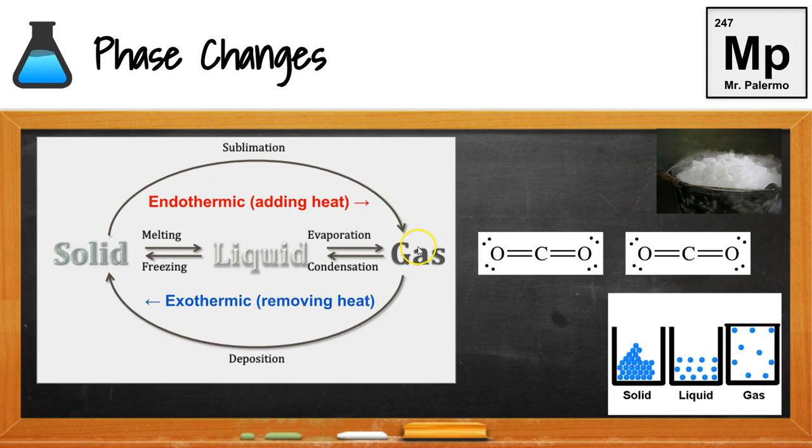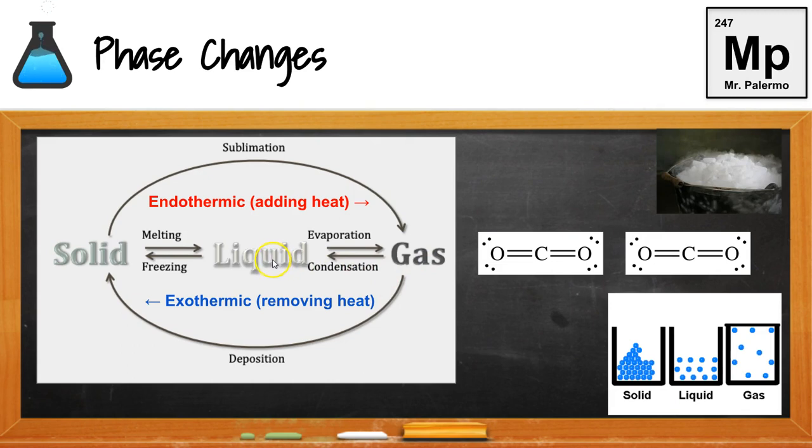If we're in the gas phase and we remove heat, these atoms or molecules start to slow down, the attractive forces start to become greater, and they start to be pulled in closer together. And so that first phase change going from a gas to a liquid is called condensation. The particles are condensing to the liquid phase.